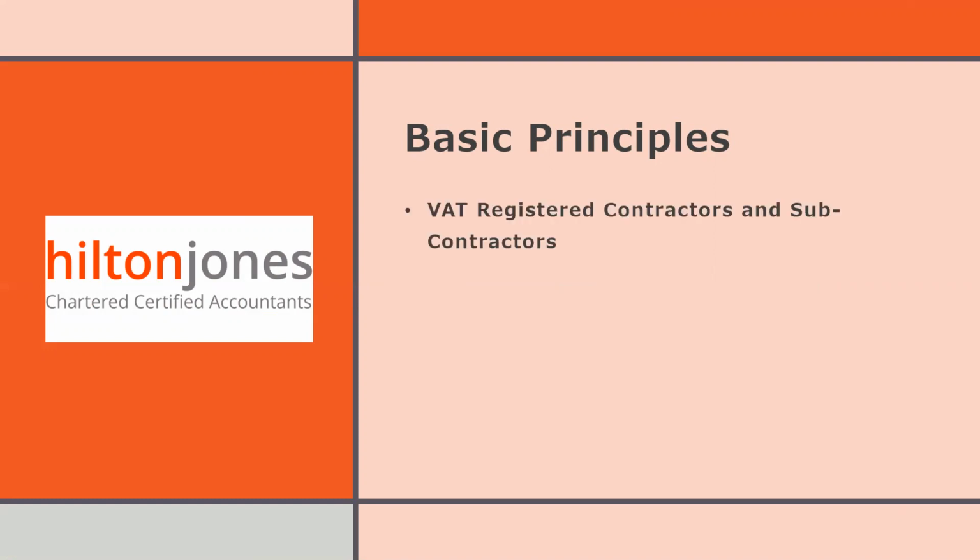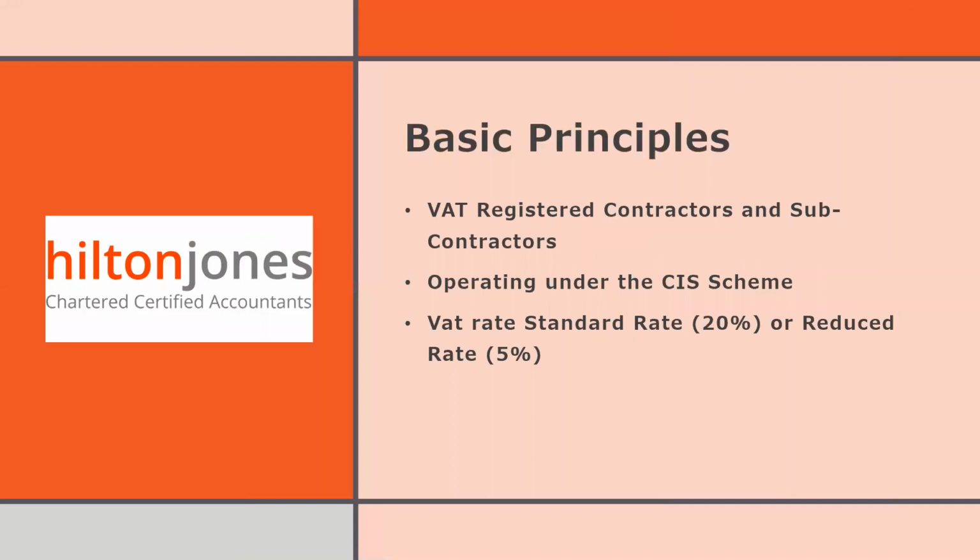So the basic principles are, this scheme just relates to VAT registered contractors and subcontractors who operate under the Construction Industry Scheme. It only applies to transactions where you would previously have charged VAT at either 20% or 5%. It doesn't apply to transactions that are zero rated. So if you don't normally charge VAT on your invoices, you don't need to do anything else.